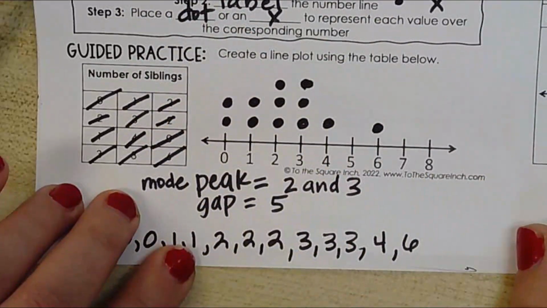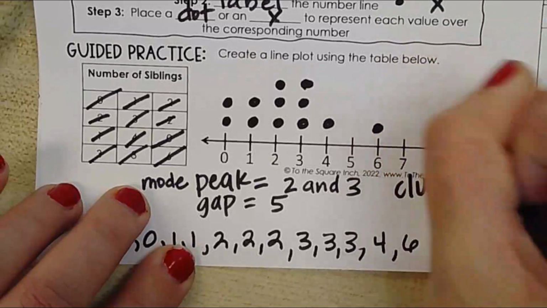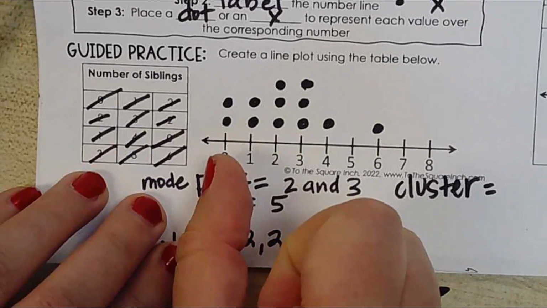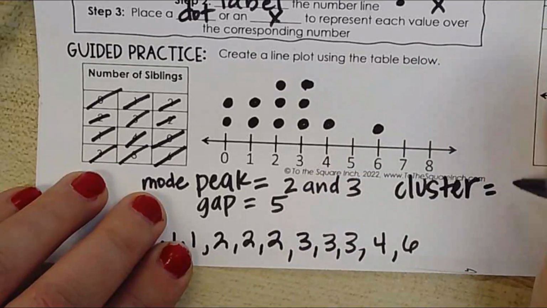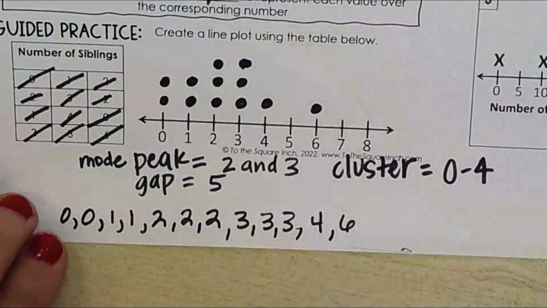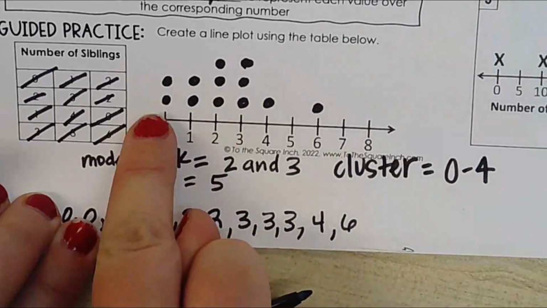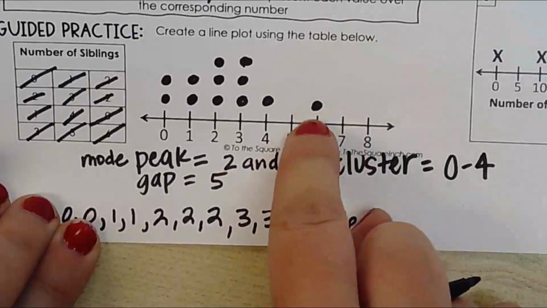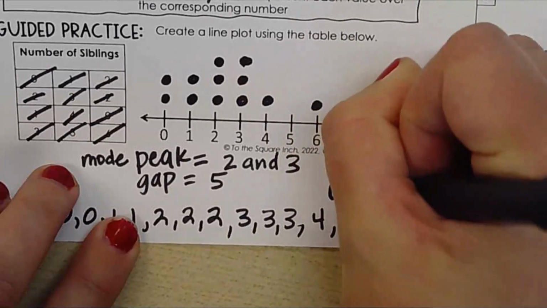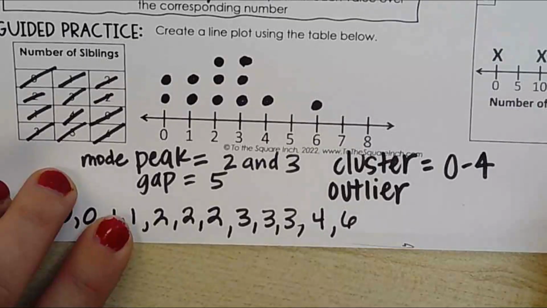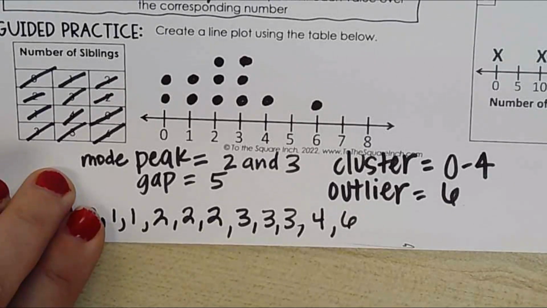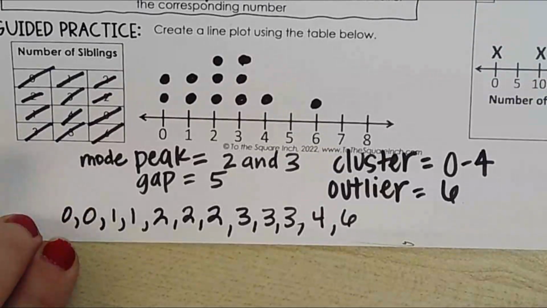Now, cluster is a group together. It's got to be more than one. A cluster is a group together. It groups together from 0 to 4. And do y'all see how it groups together from 0 to 4? 6 is not a cluster because it's not a group. 6 is called an outlier. And again, it's out there all by itself being an outlaw. That's just my way I try to get y'all to remember some silly things.